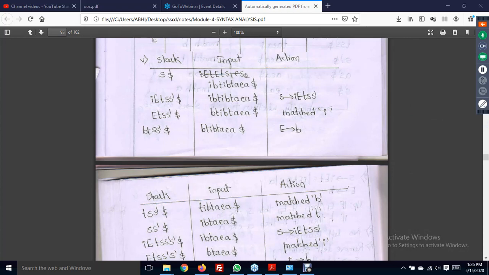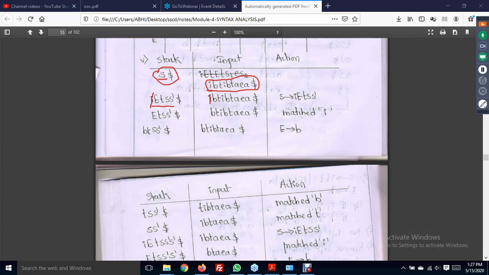As I said, S and dollar is what I have in the stack, and the input and dollar is what I have in the input. So is there any production by making use of S where I yield my I? Yes, the production is S tends to IETS S dash. That is my first production there. So I'll replace this S by this IETS S dash. So I and I are matching. So pop the contents of I and I. So I'm left with ETS S dash dollar, and the remaining input and dollar.